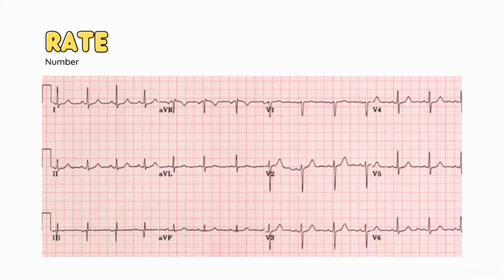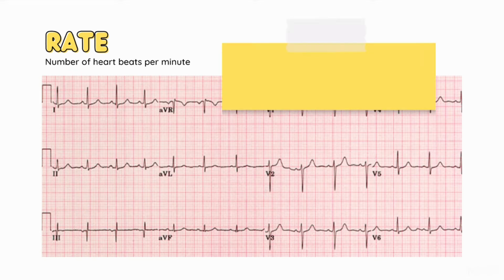Third, we assess for rate, which describes the number of heartbeats per minute. For a patient with a regular rhythm, the rate is estimated by counting the number of big boxes between 2 consecutive R waves. Then we divide 300 by this number of boxes. Things get a little more complicated, though, if the heart rate is irregular.